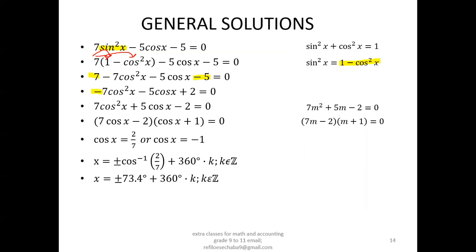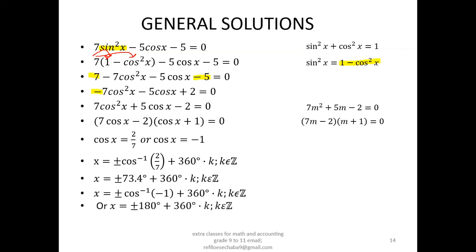We are left with the second part where cos x is -1. We're still working with the ratio of cos, and therefore we'll have plus or minus arc cos of -1, and arc cos of -1 will be 180. That is our general solution will be plus or minus 180 degrees plus 360 degrees times k, where k is an element of integers.